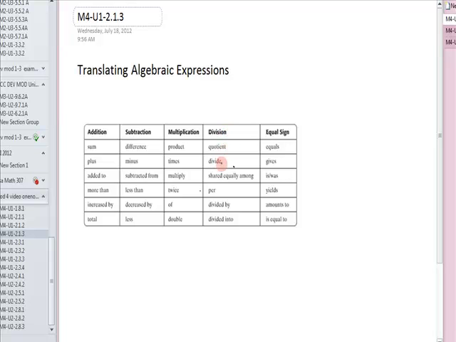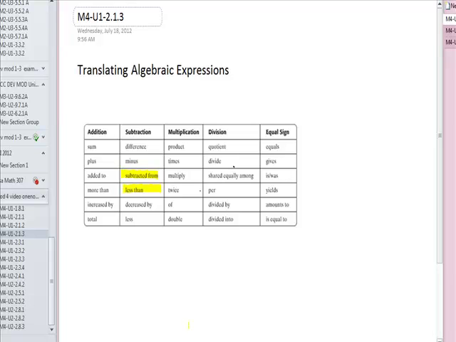Division: quotient, divide, share equally, per, divided by, divided into. And an equal sign is indicated when you have the word equals, gives. Sometimes the verb is or was, yields, amounts to, is equal to. Now when we translate, we're going to read and write in the order that we see it, with only two exceptions. Subtract from and less than are what I will refer to as reversing phrases. We've already seen that with subtract from.